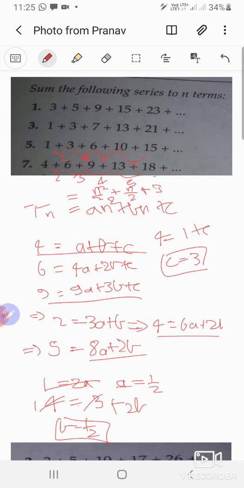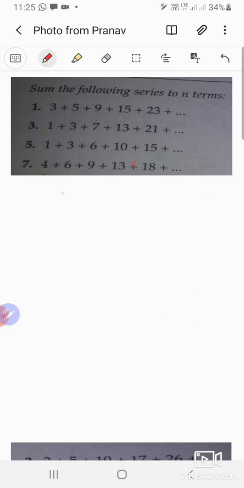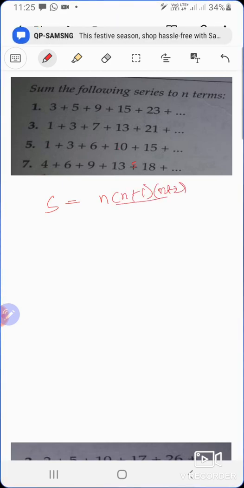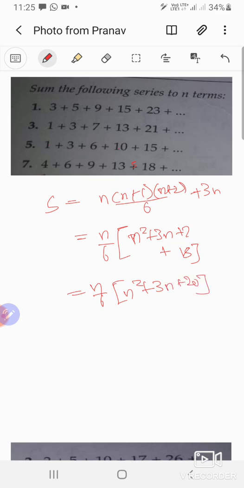Now if you want to sum n terms of this, I'm not going to do the complete thing. Just do what we did for the previous one, and then add 3n to that. So our s is going to be n into (n plus 1) into (n plus 2) upon 6 plus 3n. That will be equal to n by 6 of (n squared plus 3n plus 2) plus 18, so n by 6 of (n squared plus 3n plus 20). That's nice. Let's move on to the next question.